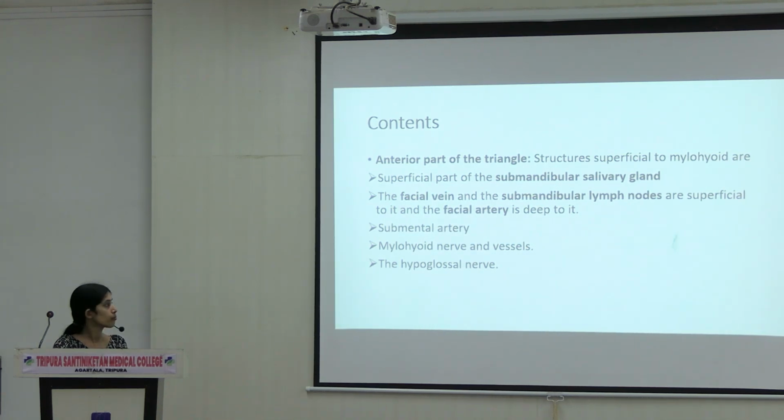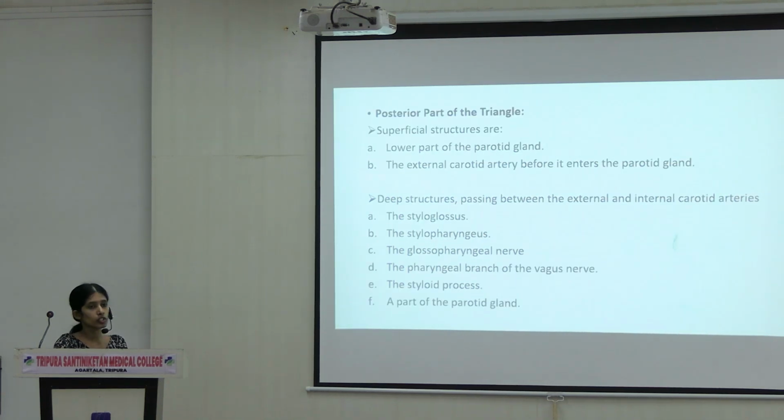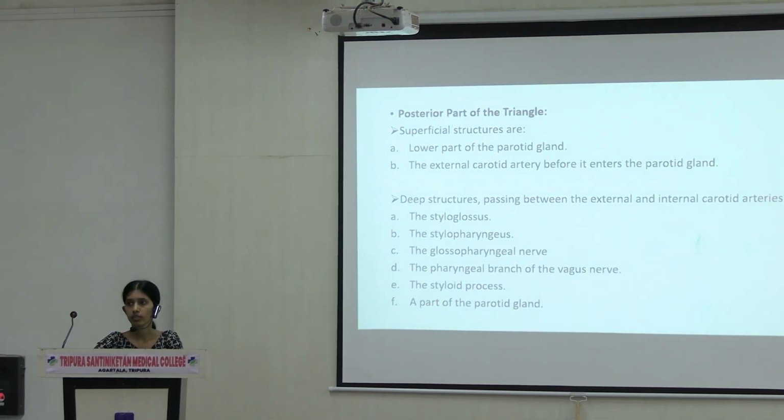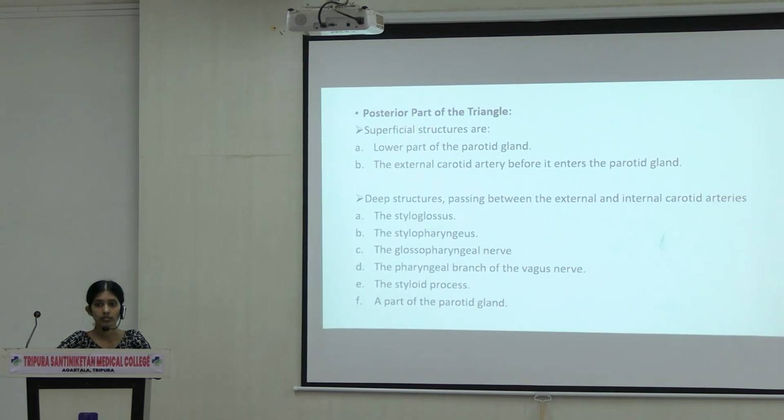These are the structures present in the anterior part of the digastric triangle. Then in the posterior part of the triangle, in the superficial part, we have the lower part of the parotid gland and the external carotid artery before it enters your parotid gland. So from which part of the parotid gland will your external carotid artery enter? From which border or from which part? From the posterior surface.